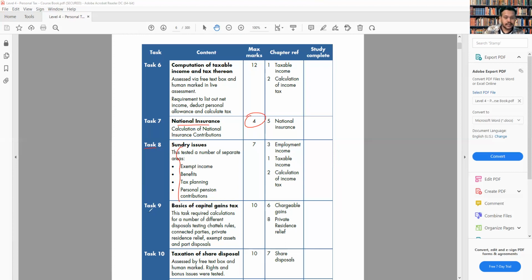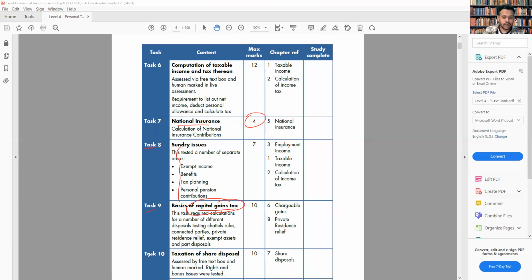Then task number 9, this is the basics of capital gains tax. As I said, this is the most tricky area. And this one, chargeable gain or private residence relief, this sort of thing is a little bit tricky to remember, but it's not very hard. It is tricky to remember, but it's not that difficult.